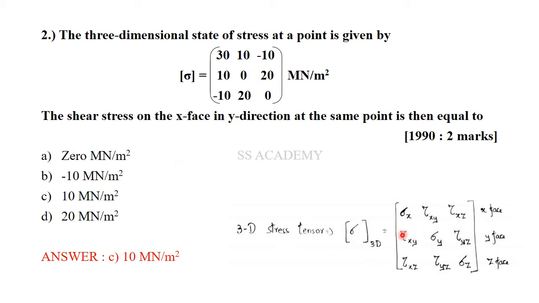If in case they ask a question like tau on y face in x direction, it means you are reversing the direction. So instead of the tau xy value, if it is 10, you just have to add a negative sign and find the answer. So minus 10 comes out to be the answer for shear stress acting on y face in x direction. This is a simple comparison; by just comparing and finding the value, you can get 2 marks.